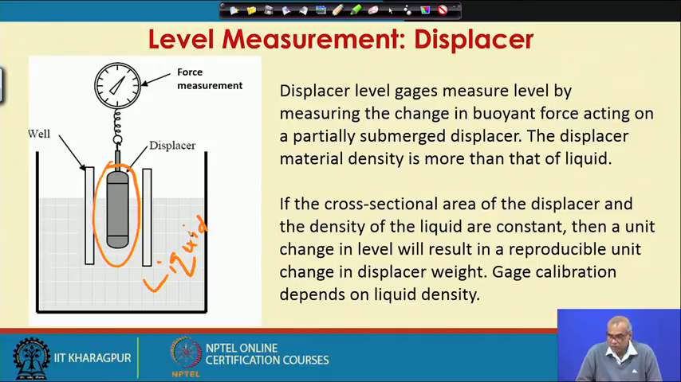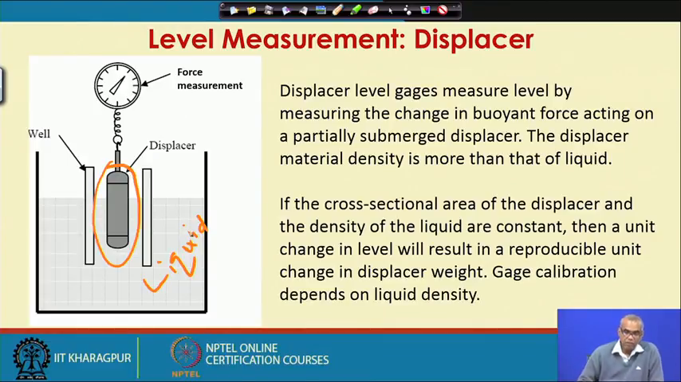Now, if the cross sectional area of the displacer and the density of the liquid are constant, then a unit change in the liquid level will result in a reproducible unit change in displacer weight, because when this displacer is partially submerged according to Archimedes principle, there will be apparent loss of weight in the displacer. So, if the cross sectional area of the displacer and the density of the liquid are constant, then a unit change in the level will result in a reproducible unit change in displacer weight.